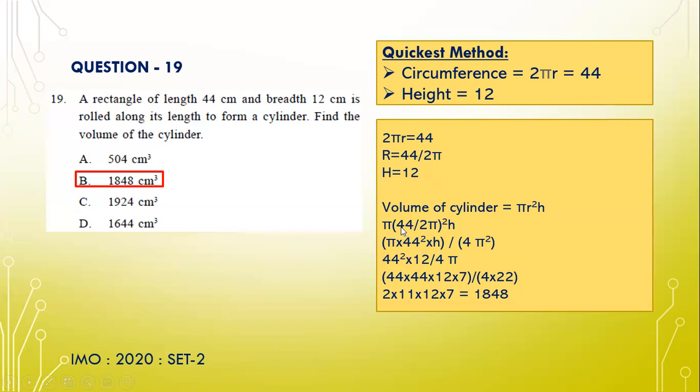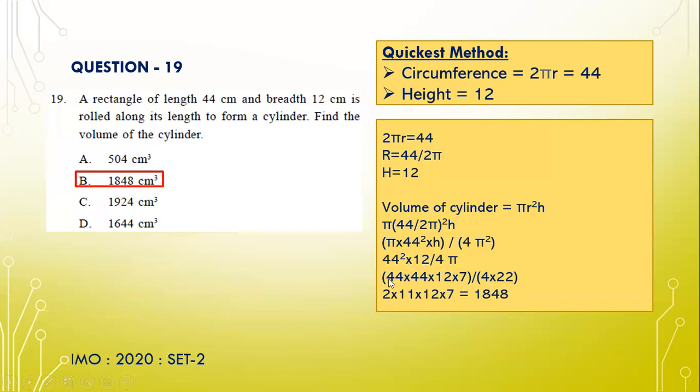So pi into 44 square upon 2 pi square will be 4 pi square. So 44 square into h upon 4 pi square, isn't it? And this pi will cancel one pi of the square. So 44 square into h. What is h? 12. And upon 4 into 1 pi will remain, 4 into pi. So again 44 square is 44 into 44 into 12. And this pi is 22 upon 7. So 7 will come up. So 4 into 22 upon 7. So 7 will come up, isn't it?